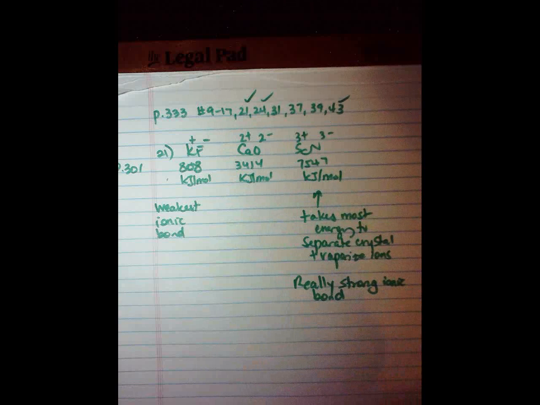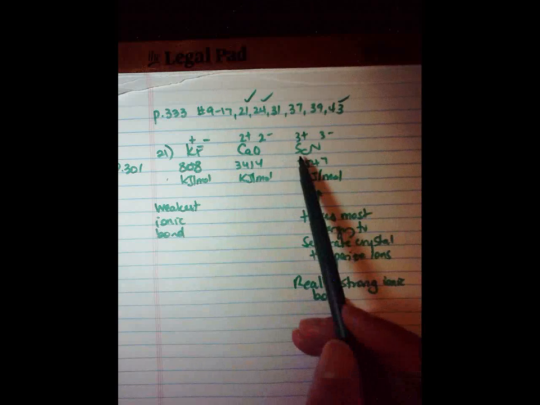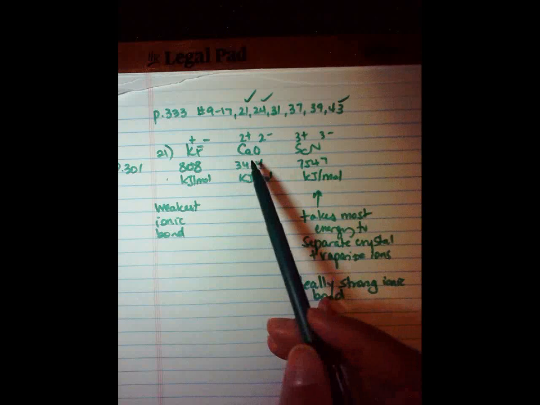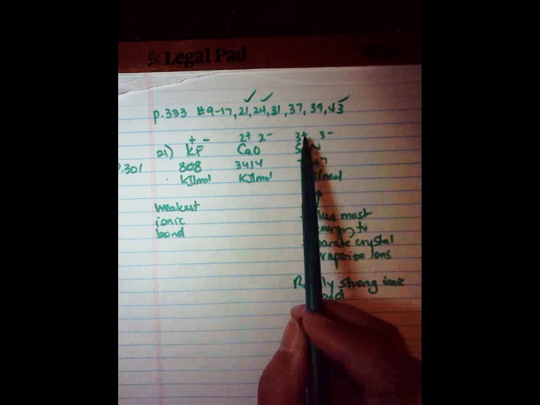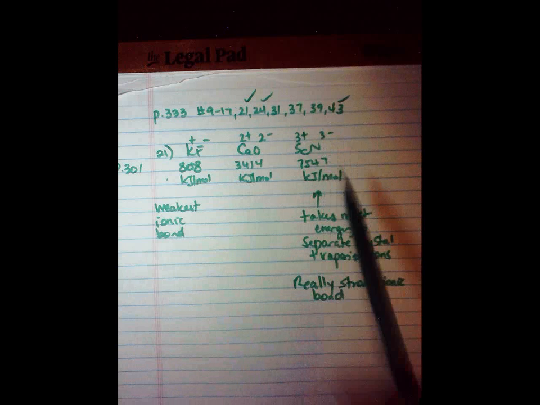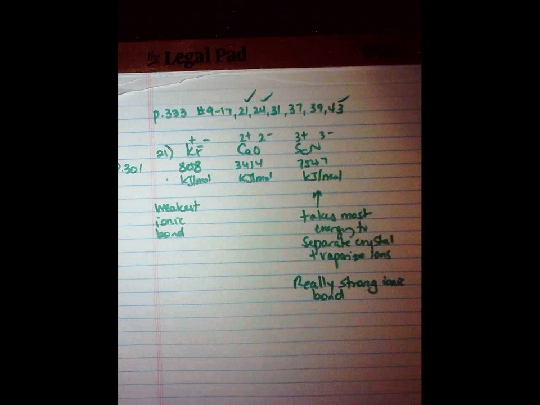It has nothing to do with radius, because if you look, where's scandium on the periodic table? It's next to potassium and calcium, so the radius of scandium is going to be about the same, right? And nitrogen is right next to oxygen and fluorine, so the radii there are about the same. So in this particular question, radius is pretty much constant and is not a factor. It's the charge. The bigger the charge difference, the stronger the ionic bond. Fair enough? Okay. All right, let's take a look at question 24.